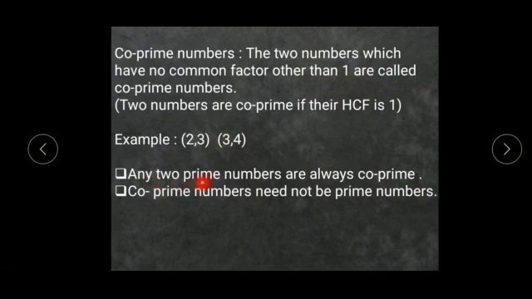Any two prime numbers are always co-prime. Co-prime numbers need not always be prime numbers. There can be one composite number also. Two co-prime numbers have HCF as 1.